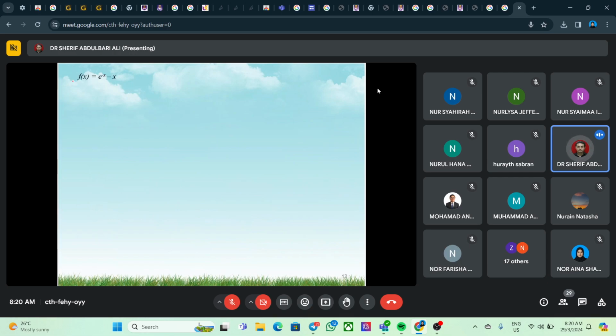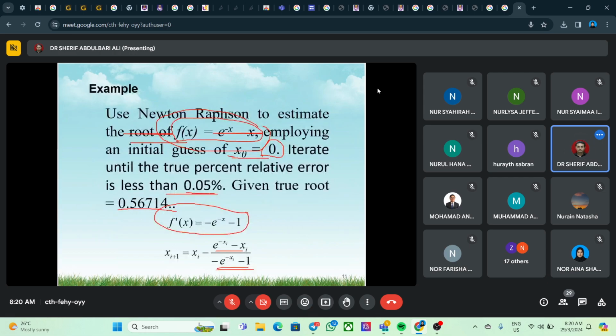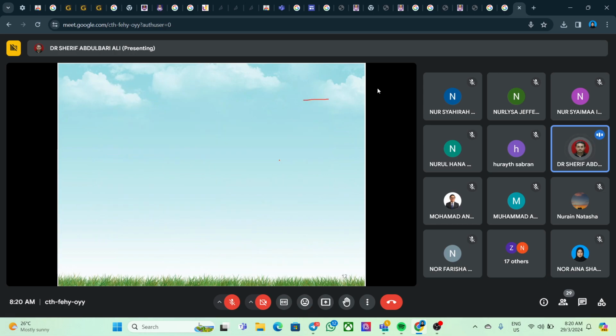So this is the function, and this is the first derivative. For Newton-Raphson, I need to have the function and the first derivative. First iteration: our initial value of x, given in the question, is x equal to 0. This is the initial value.